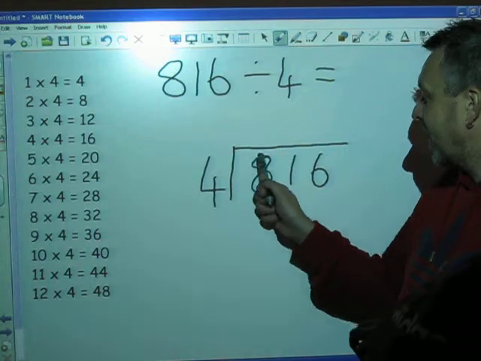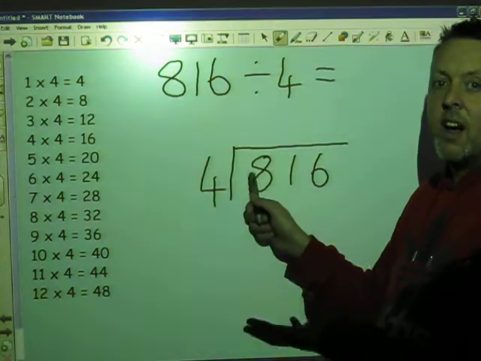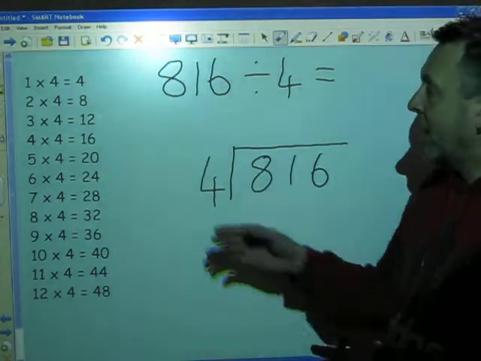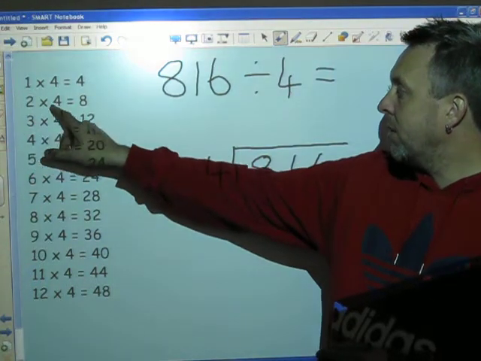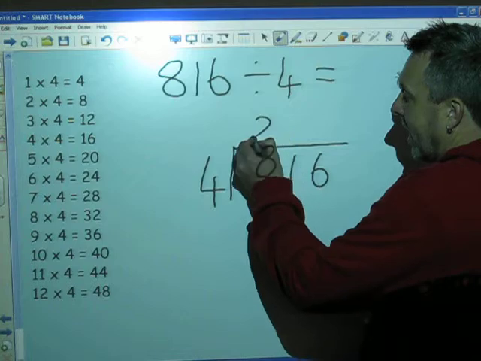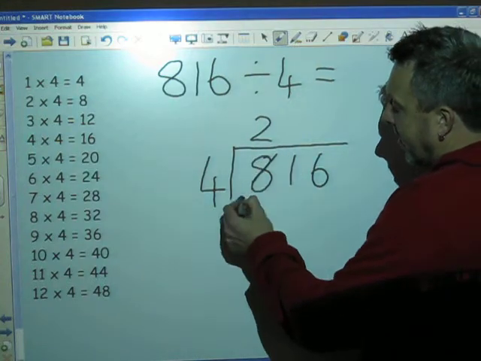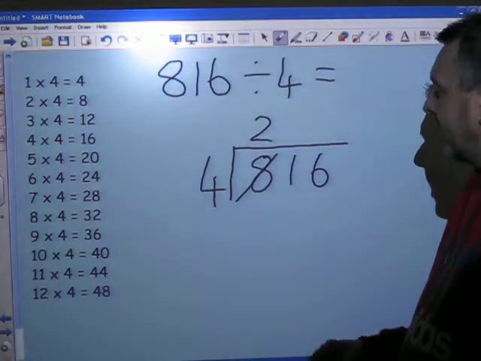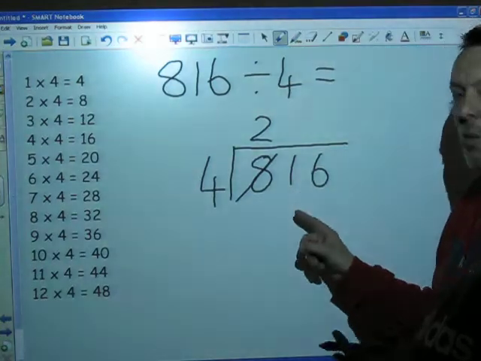So the first number is 8. How many 4s are in 8? And I can look up here and I can see that 2 times 4 is 8. So we've got 2 4s go into 8. And I've finished with that number now. I move on to our next number and we've got a 1.